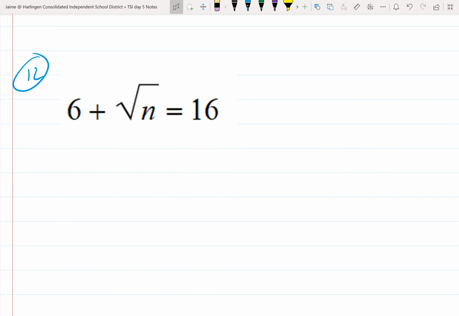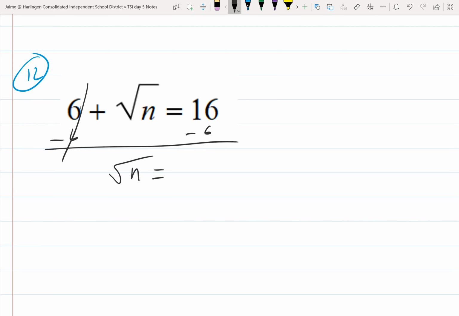Okay, so remember, is there anything in front of the square root? Yes. Is there anything afterwards? No. So then we need to get rid of the one in front. It's a 6. How do you get rid of the 6? You subtract 6. Square root of n is equal to 16 minus 6.